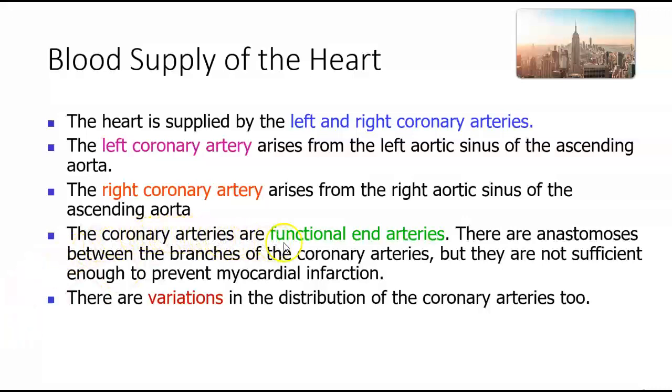The coronary arteries are functional end arteries. There are anastomoses between the branches of the coronary arteries, but they are not sufficient to prevent myocardial infarction. So these are not true end arteries. These are functional end arteries, as the anastomosis is not sufficient to prevent myocardial infarction. There are variations in the distribution of the coronary arteries.